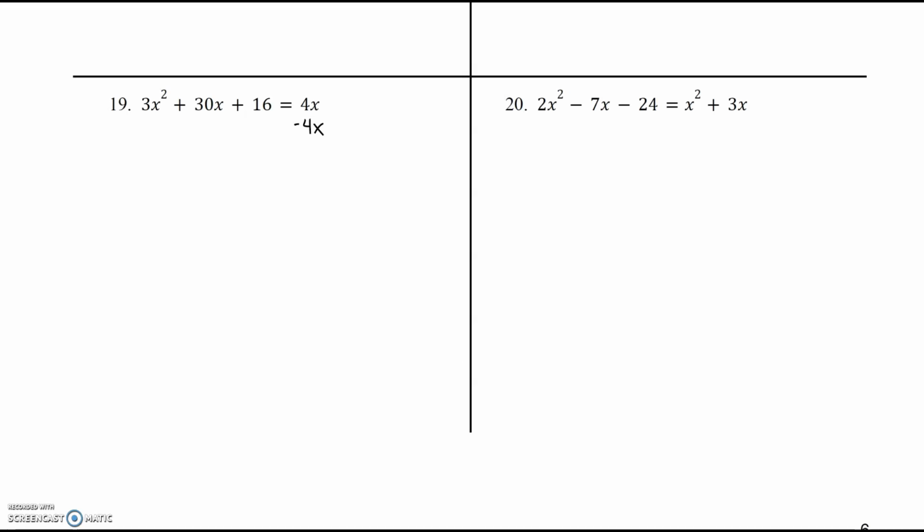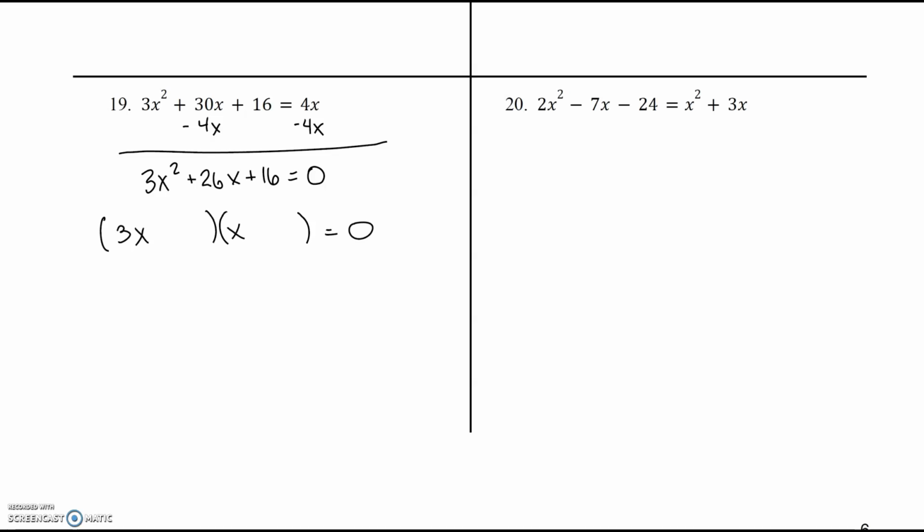Number 19, I would subtract 4x from both sides. 3x squared plus 26x plus 16 equals 0. So if we factor, we can use the zero product property to solve. Now, you'll notice the number in front of x squared is a 3. How do we factor these? We can't go straight to that little x thing. We have to think to ourselves.